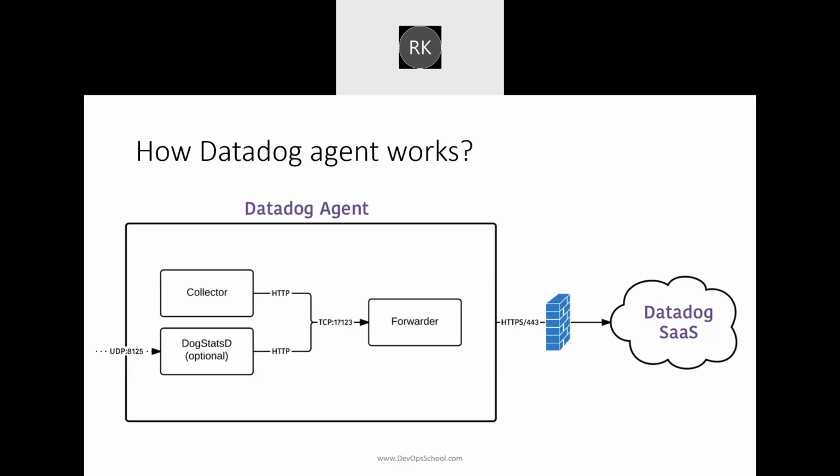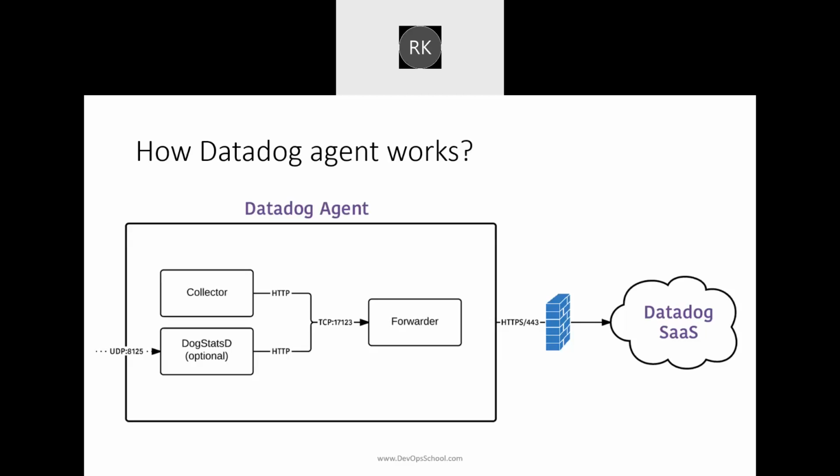So guys, the agent has a few parts. We have a collector, and we have dogstatsd, which is optional and disabled by default. For each agent, you have to enable it. And then the forwarder. The collector collects the data from the various sources which you configure: system, Apache integration, Tomcat integration, Java integrations, or logs and processes which you enable. The agent collects the data and sends it through HTTP to the forwarder. The forwarder sends the data through HTTPS to the Datadog SaaS backend. Are you comfortable with this flow, all of you?